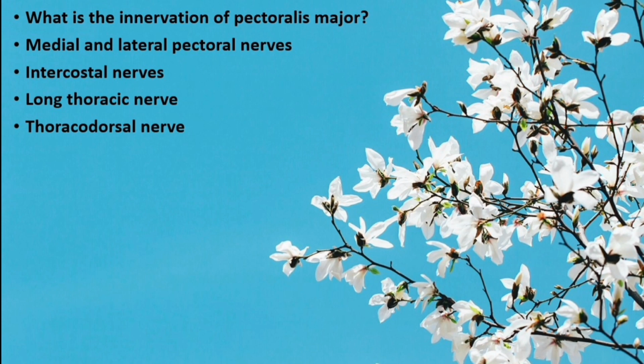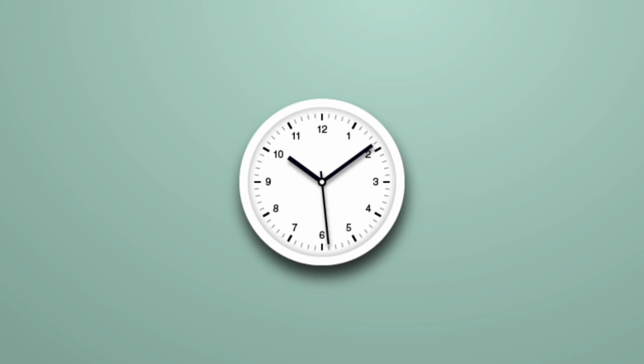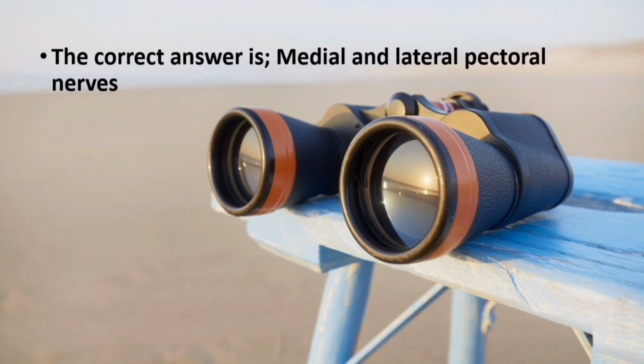Quiz. What is the innervation of the pectoralis major? Medial and lateral pectoral nerves. Intercostal nerves. Long thoracic nerve. Thoracodorsal nerve. The correct answer is medial and lateral pectoral nerves.